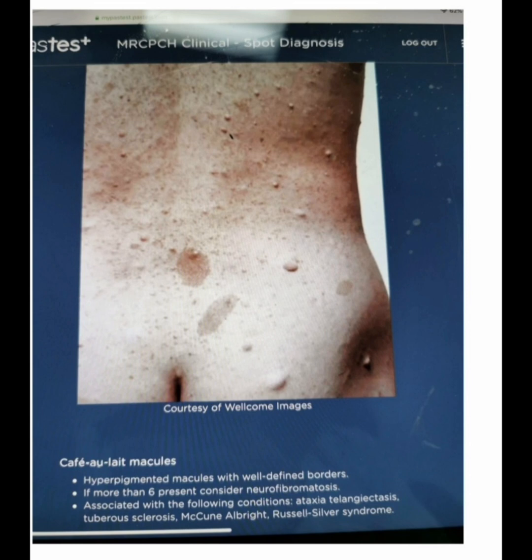If more than 6 are present, consider neurofibromatosis, associated with the following conditions: ataxia telangiectasia, tuberous sclerosis, McCune-Albright syndrome and Russell-Silver syndrome. So remember, when we see a patient with café-au-lait macules, we concentrate on the number. If it is more than 6, then it is considered neurofibromatosis. And the conditions we also learn.